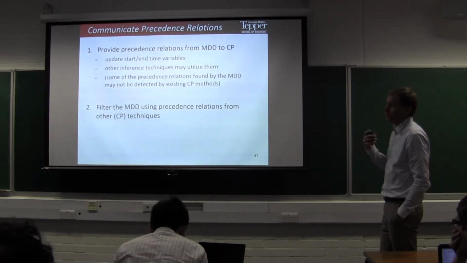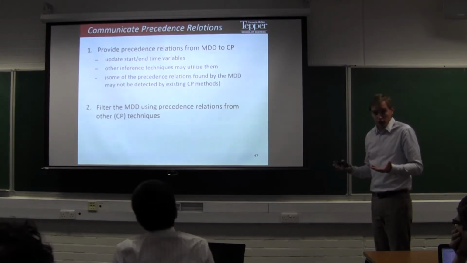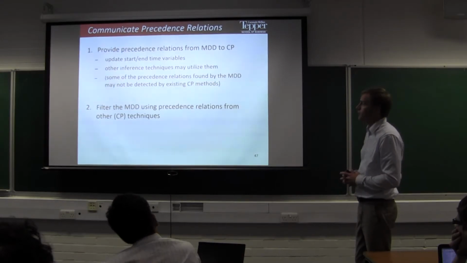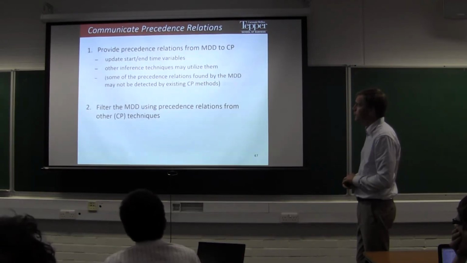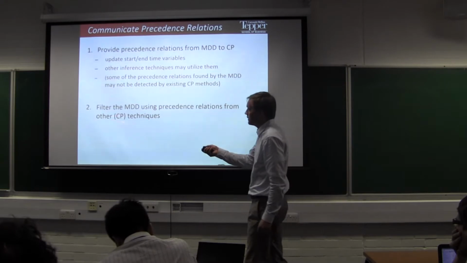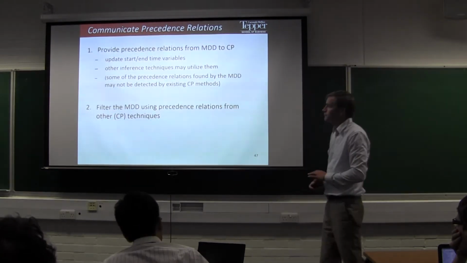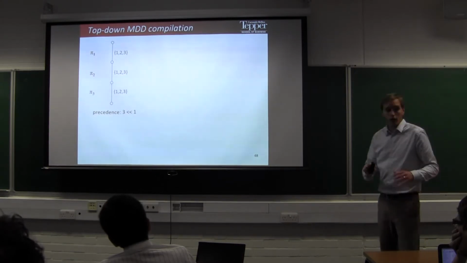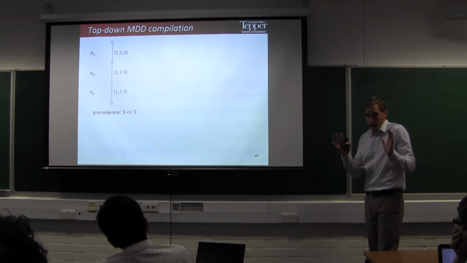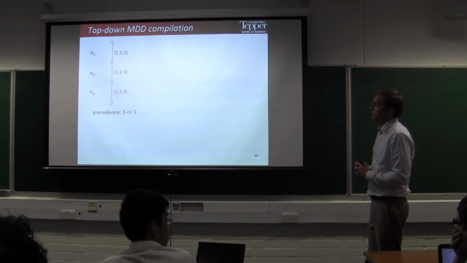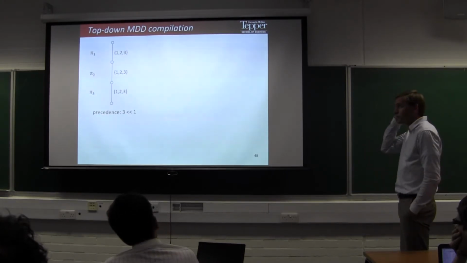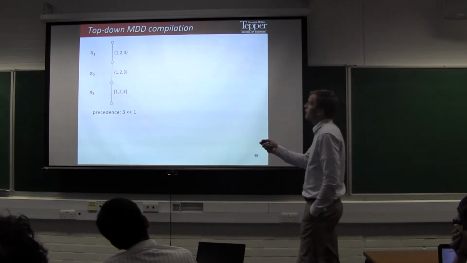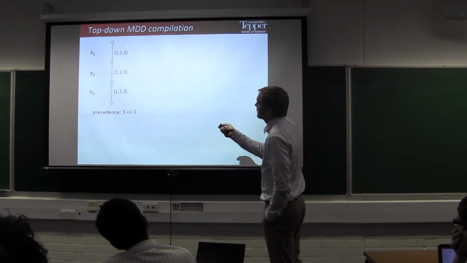So what can we do? Well, since we have now precedence constraints, we can give them back to CP, and CP may use them for further inference. And also we can use the CP precedences to filter the MDD. So there's a nice synergy there. So far we have our MDDs given, we have propagation, but how do we start all this? Well, in general, we start with a very simple MDD. Like this.